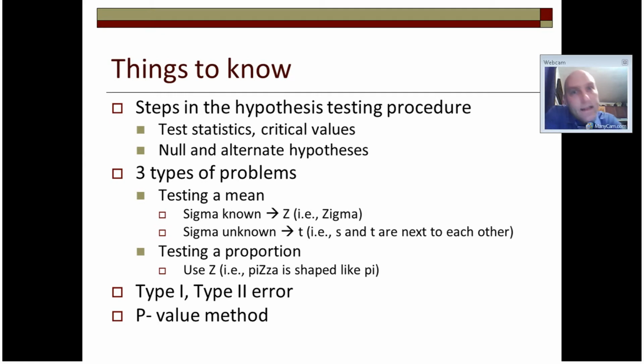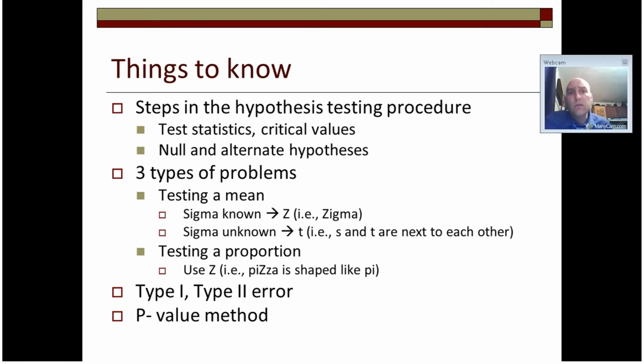We've got a lot to get to. We're going to start by outlining what the steps in the hypothesis testing procedure are. We've got to define a couple of terms. We're going to define test statistics and critical values. We're going to talk also about the two competing hypotheses in a hypothesis test, and that's the null hypothesis and the alternate hypothesis. The three types of problems that we're going to investigate today deal with either testing a mean or testing a proportion in terms of a hypothesis test.